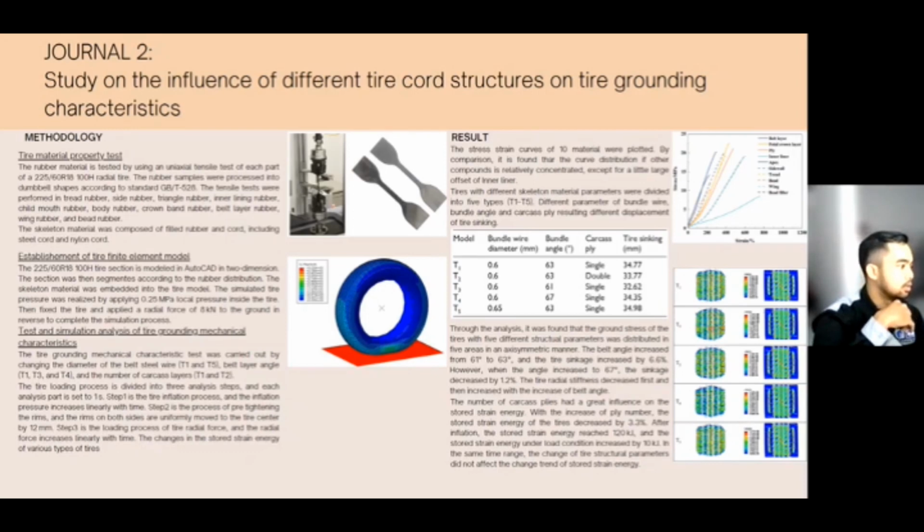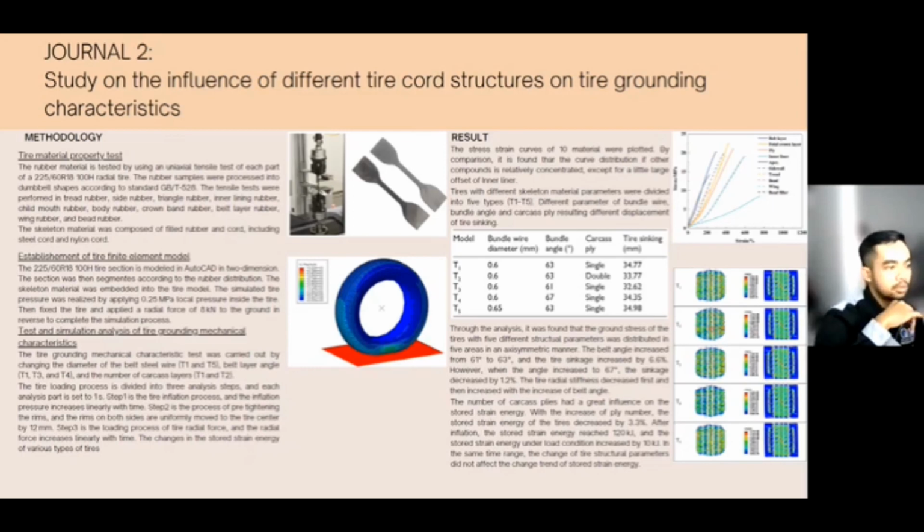The third methodology is the test and simulation analysis of the tire grounding mechanical characteristic. The tire grounding mechanical characteristic test was carried out by changing the diameter of the belt steel wire T1 and T5, the belt layer angle T1, T3 and T4, and number of carcass layers T1 and T2.